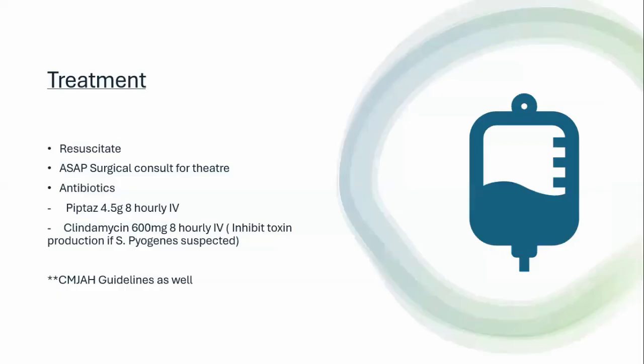In terms of treatment, resuscitate. These patients need to be discussed with surgery ASAP. They need to come down. We're not waiting for blood results. They must come see this patient. And in terms of antibiotics, the recommended regime is piptaz and also clindamycin, if you think there is Strep pyogenes, which produces gas, so that's to inhibit the toxin production. And that's actually the SIMDRA guidelines, so you can just look that up on EM guidance.